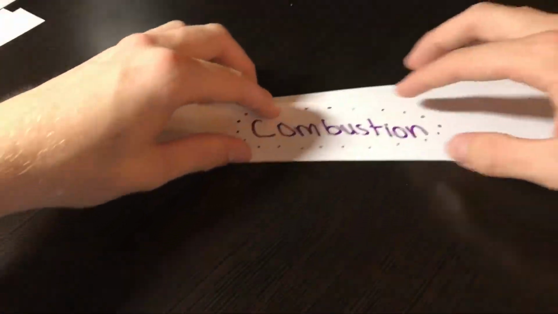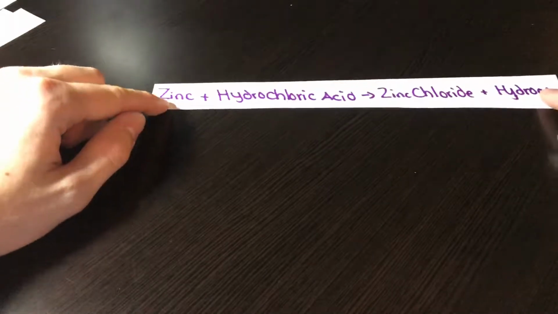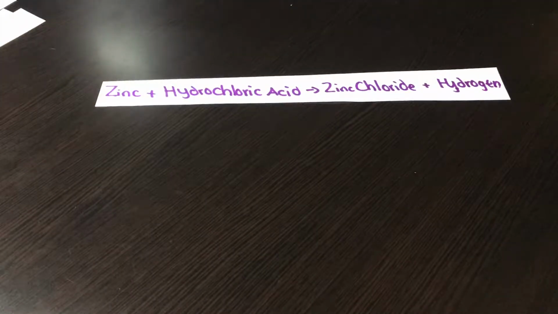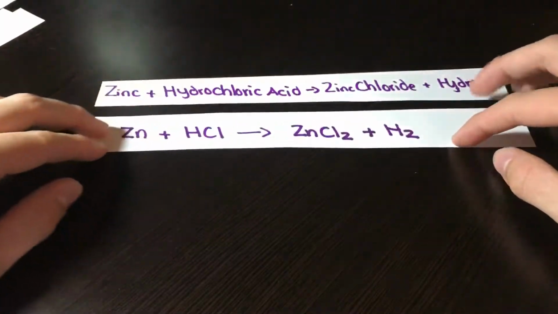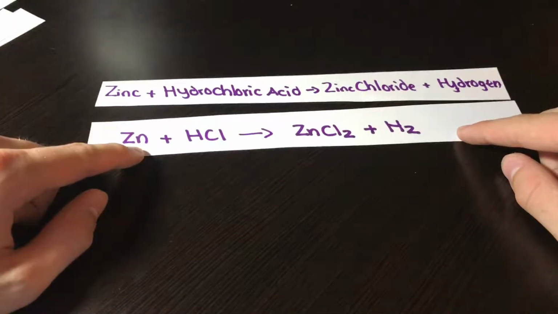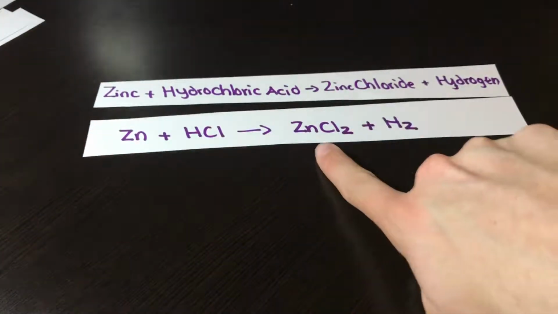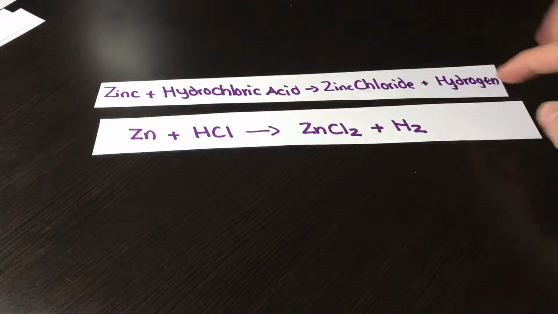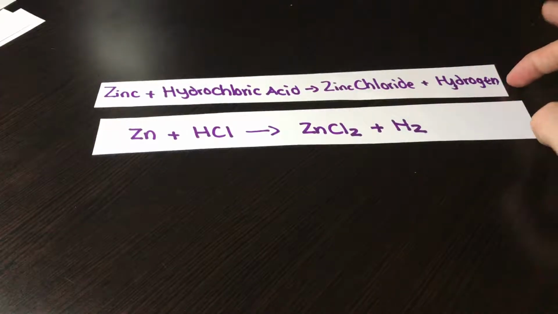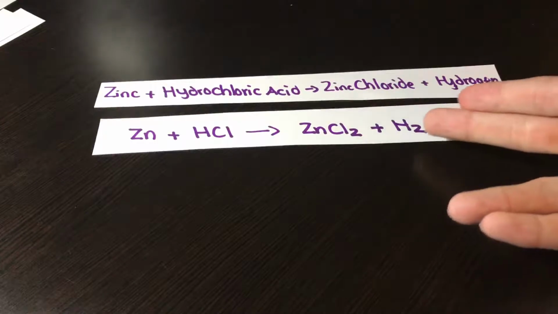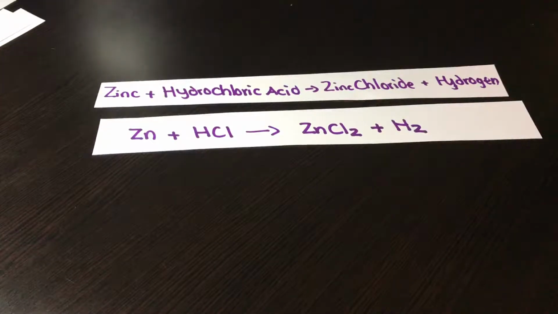Now let's move on to our next example. This one is a little bit trickier, but it really isn't when you work it out. So we have zinc plus hydrochloric acid results in zinc chloride and hydrogen. So to write this as a standard chemical formula, it'll be zinc, Zn, plus hydrochloric acid, HCl, and that results in ZnCl2, which is the zinc chloride, and H2, which is the hydrogen, and it's a diatomic atom, so it has to be a 2.